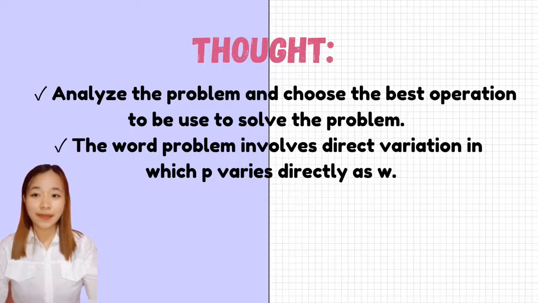The next step is the thought. It is the step where we analyze the problem and choose the best operation to be used to solve the problem. The problem involves direct variation, in which P varies directly as W.